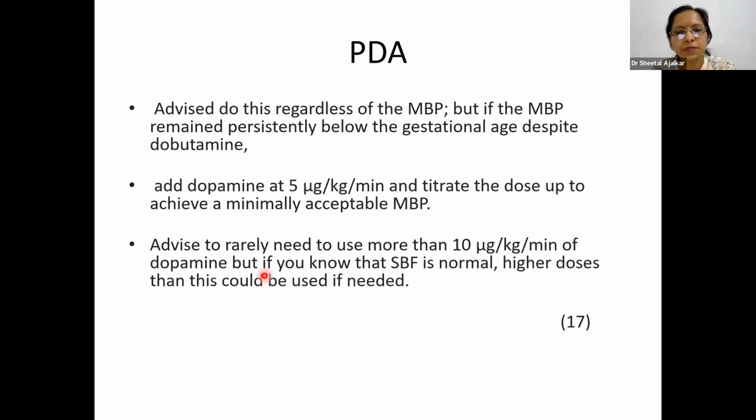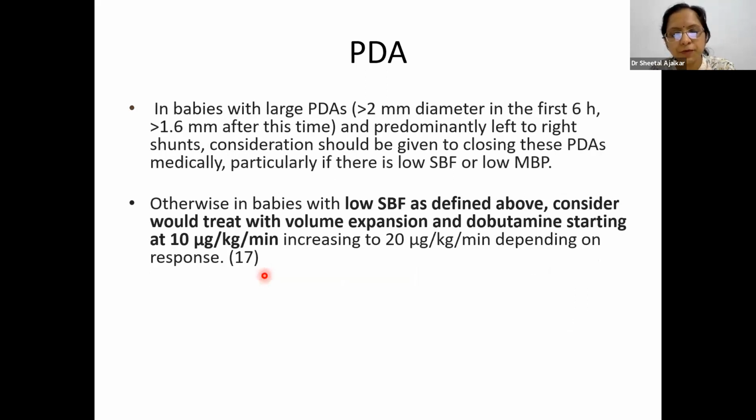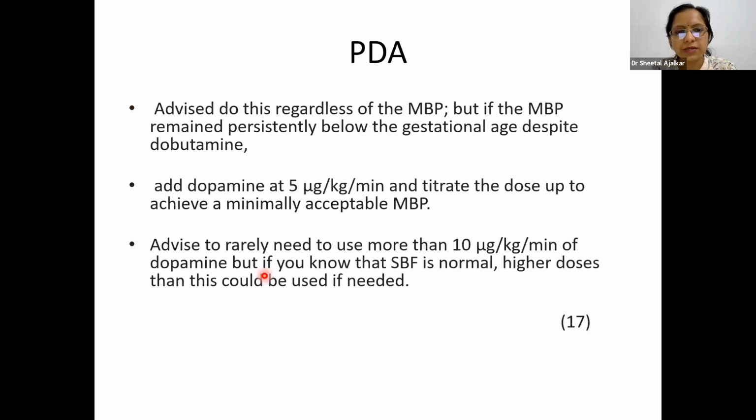So he's saying regardless of the mean BP, we have to give dopamine if there is low systemic blood flow. And if the mean BP still stays low after addition of dopamine, add dopamine at 5 microgram per kg per minute, which is a low dose, and titrate to acceptable minimum mean BP. So this is for the PDA. Basically for PDA, early closure of the HSPDA, and dobutamine if low cardiac output state, and dopamine if low mean BP.